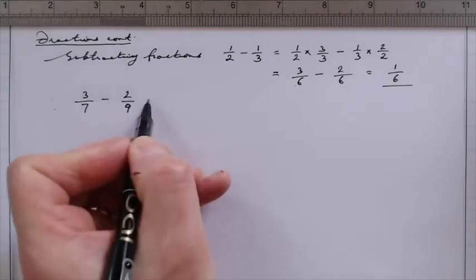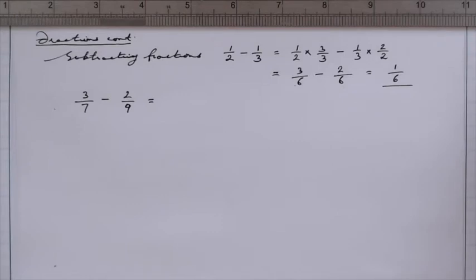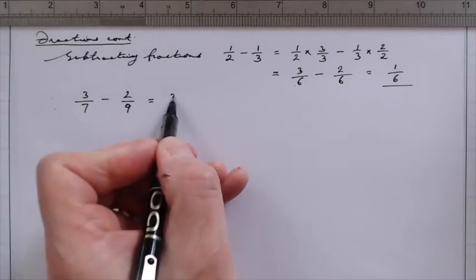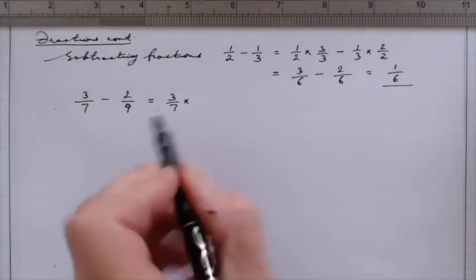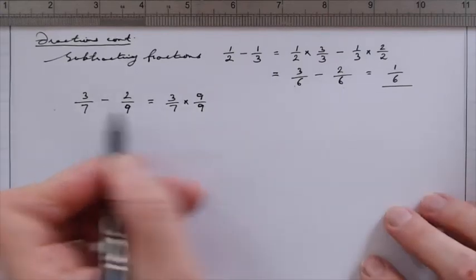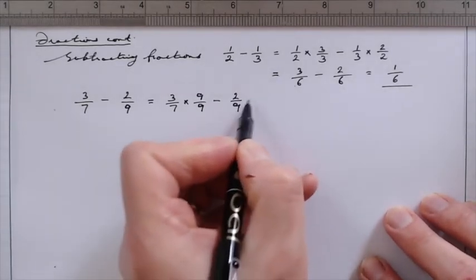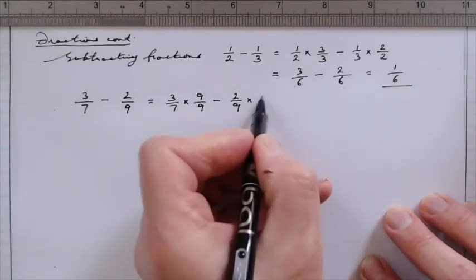So let's do the careful method first, which is more designed for clarity, so you understand why these methods actually work. So 3/7 then, I'm going to multiply by 1. I'm going to choose to write 1 as 9 divided by 9. And then take away 2/9, and I'm going to multiply 2/9 by 1, and I will choose to write 1 as 7/7.